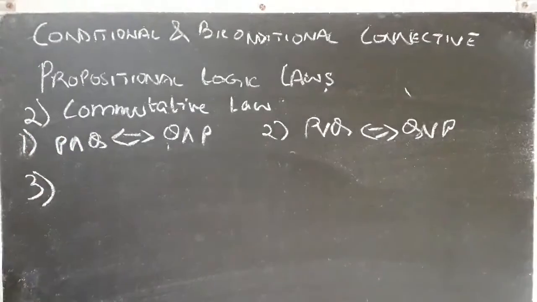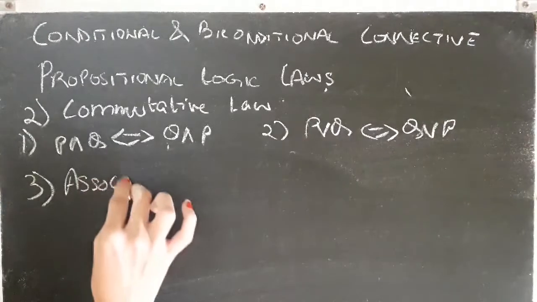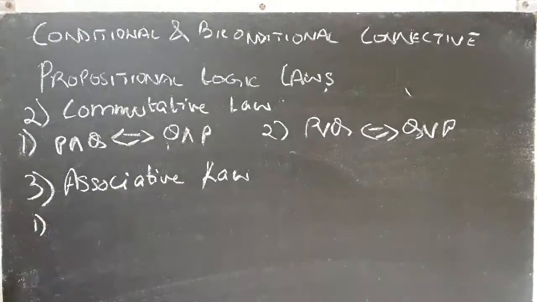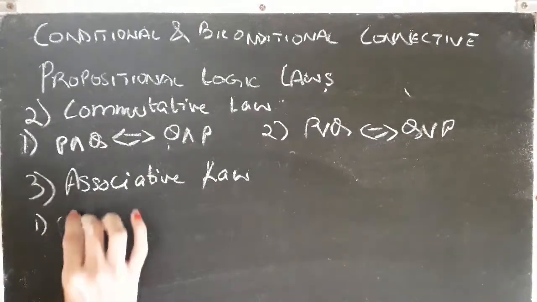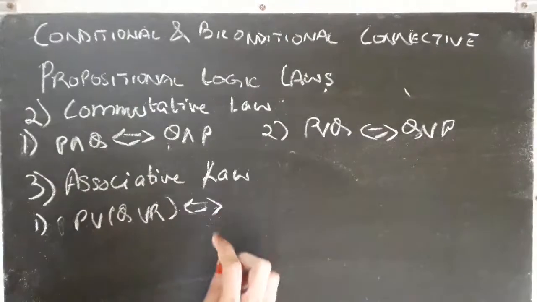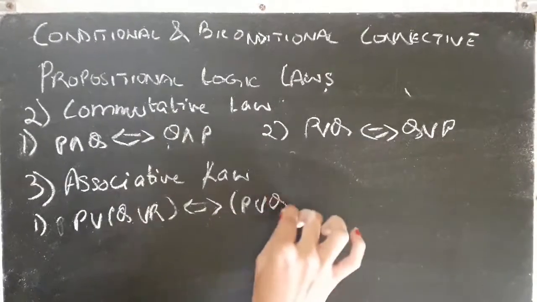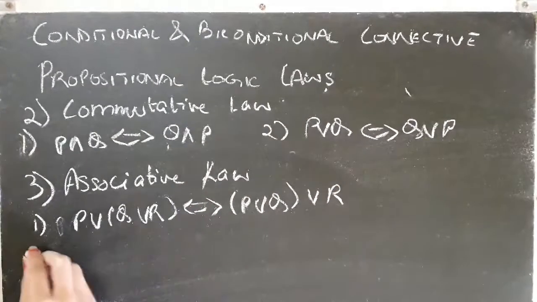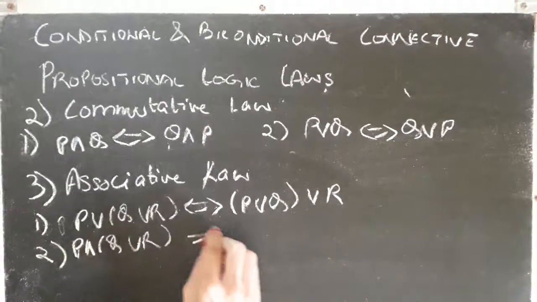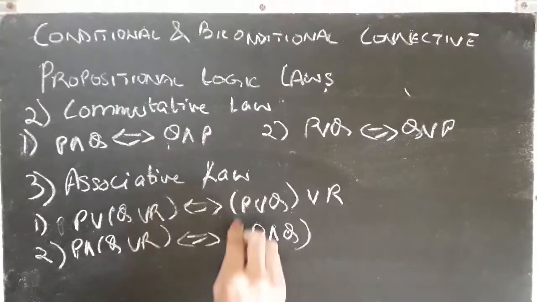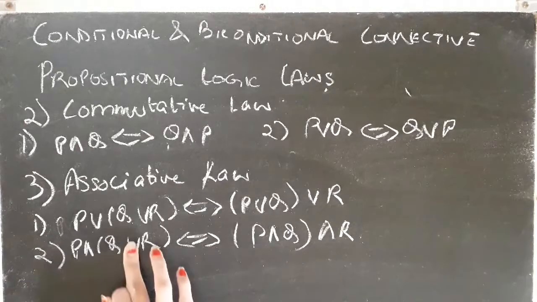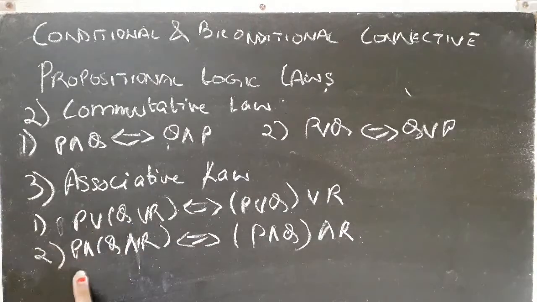We move to the third logical law, which is the associative law. What does the associative law state? P or (Q or R) is logically equivalent to (P or Q) or R. And the second one is P and (Q and R) is logically equivalent to (P and Q) and R. Sorry, this will be and. These statements P, Q and R.